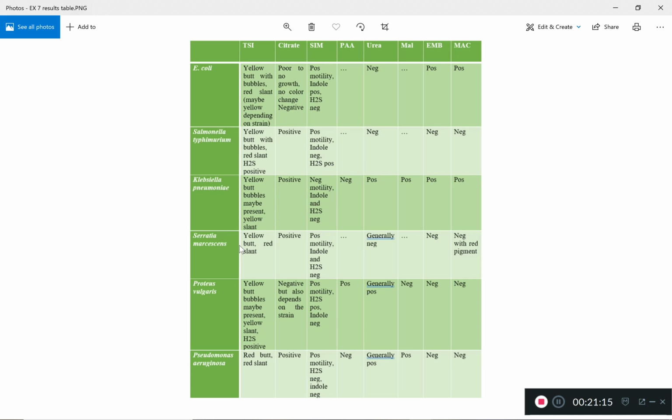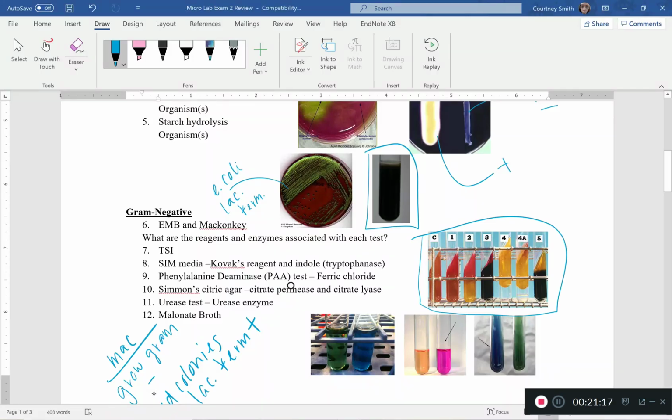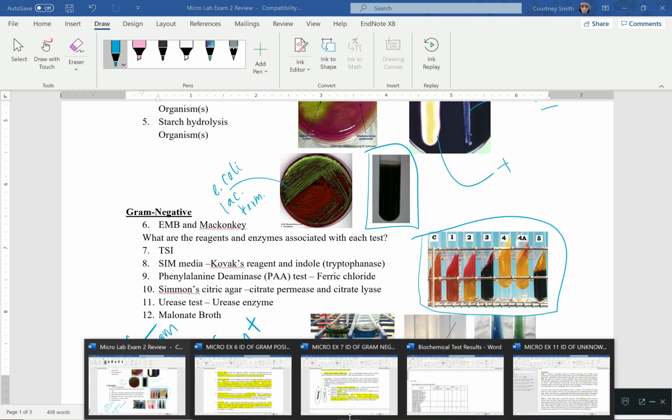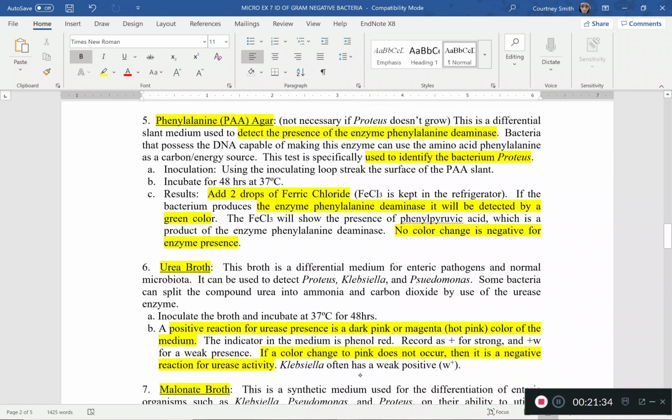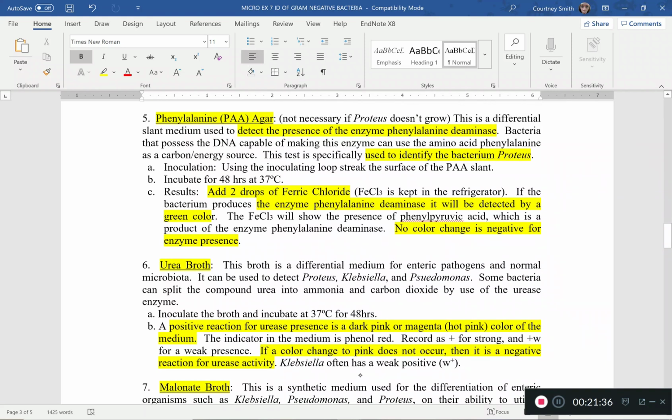Okay, so with that, let's go ahead and go into PAA. So PAA was a slant that you had to add ferric chloride to, and if you added ferric chloride to it, sometimes you would see a color change occur. And let's see what that color change means. So I believe that was also on this one. Yep. So PAA tests for the presence of phenylalanine deaminase. So that's a really, really hard enzyme, but that's what it's testing for.